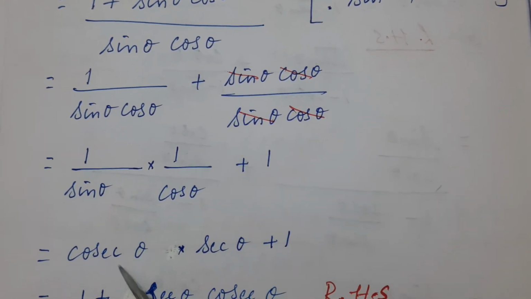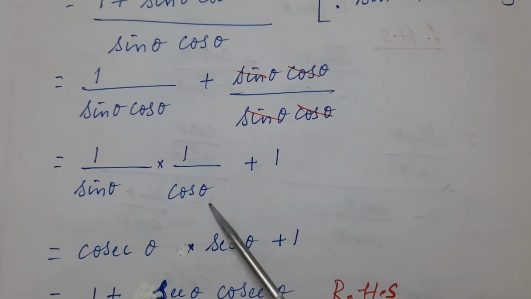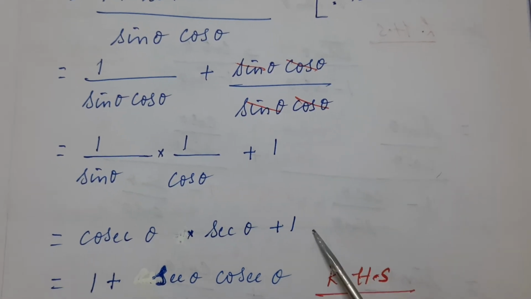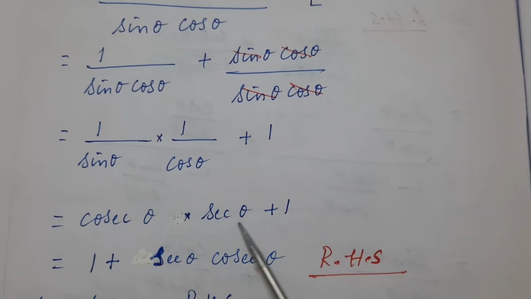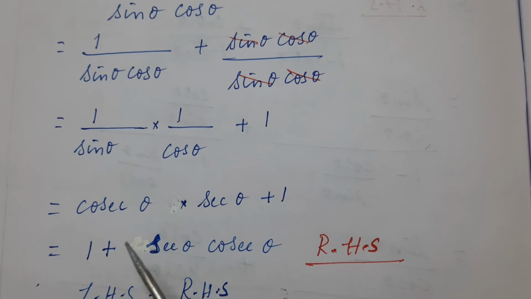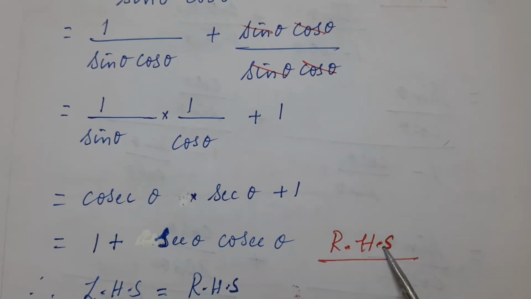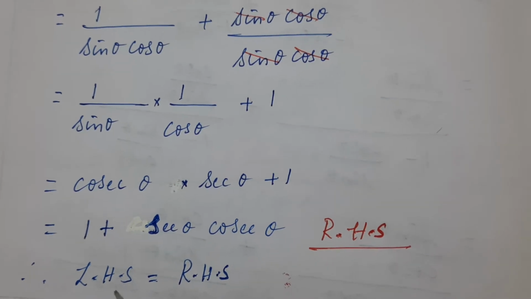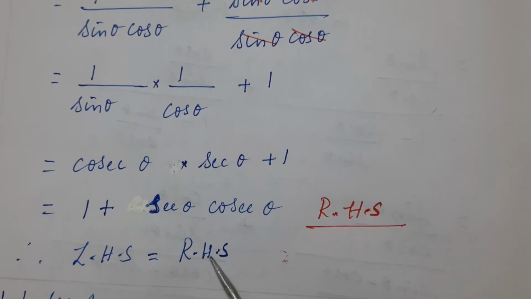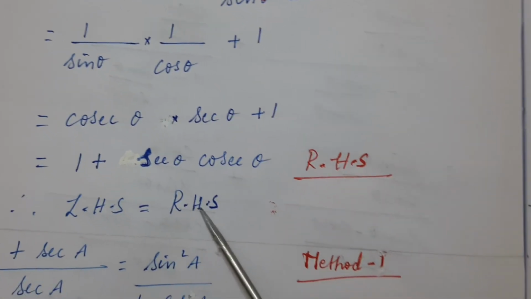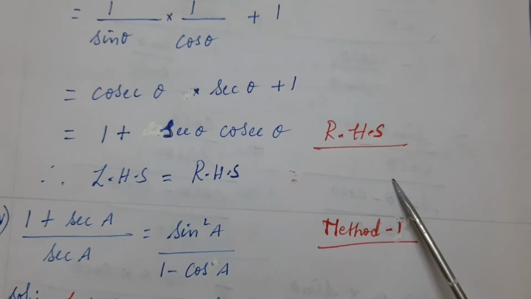So I got 1 by sin theta is cosecant theta, 1 by cos theta is secant theta, plus 1. I just changed the order as it is given in the question. I have written 1 plus secant theta cosecant theta. This is the right hand side. Therefore, LHS is equal to RHS. Hence proved, you can write.